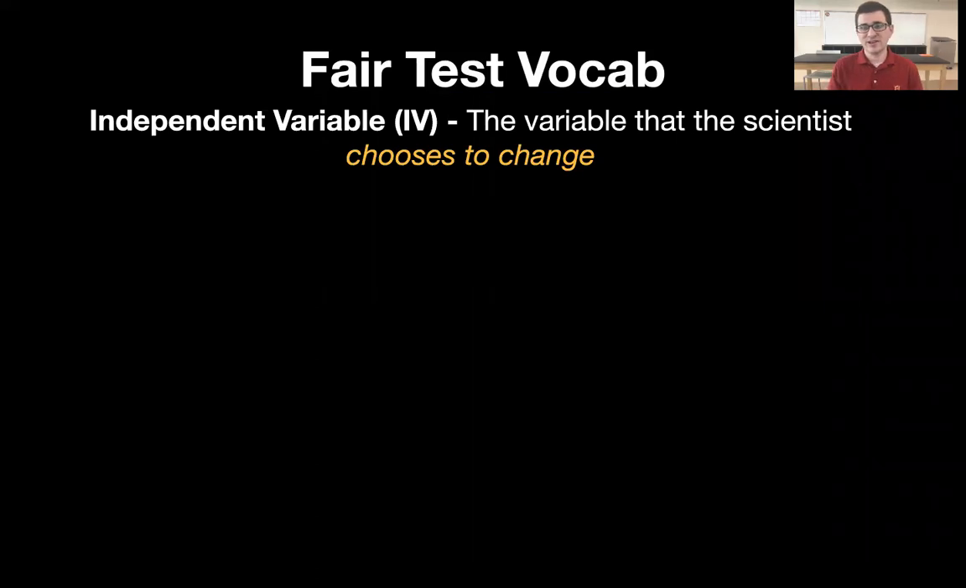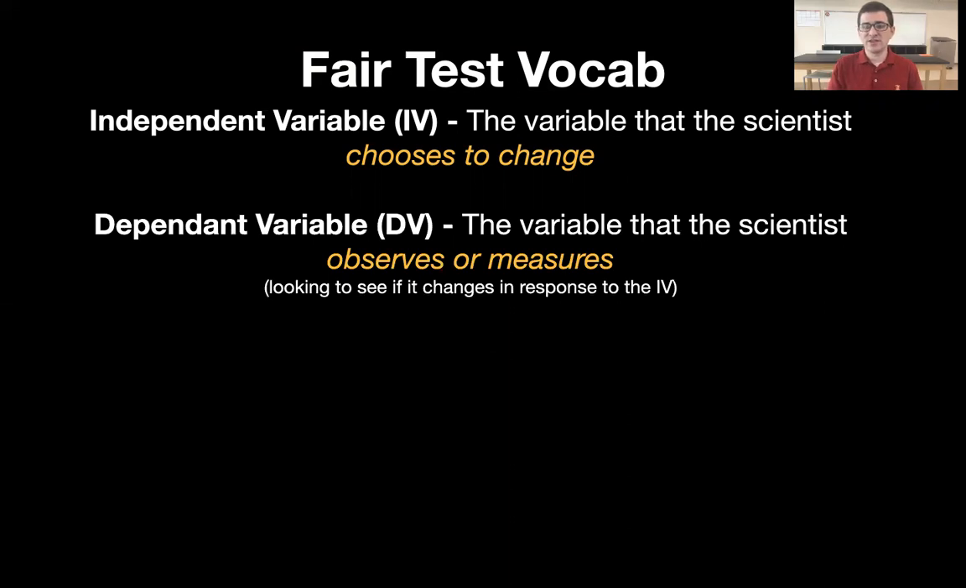So first is the independent variable, and that's the one that the scientist, which in this course is going to be you and me, chooses to change. It's the one that they are changing on purpose. And then the dependent variable is the one that they are observing or measuring the change in. So as the scientist changes on purpose the independent variable, they are looking at and watching the dependent variable to see if it changes as a response.